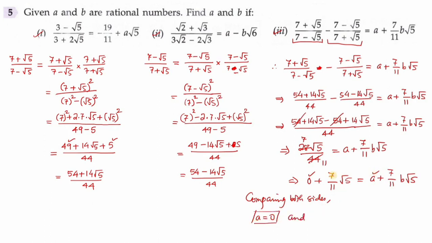And now we have 7 by 11 here also, we have 7 by 11, we have root 5 here also, we have root 5, but in place of b, can I write here 1 into 1? Yes, so then when you compare, b will be equal to 1. So b will be equal to 1 when you compare both sides. So this is the way we need to do this sum.